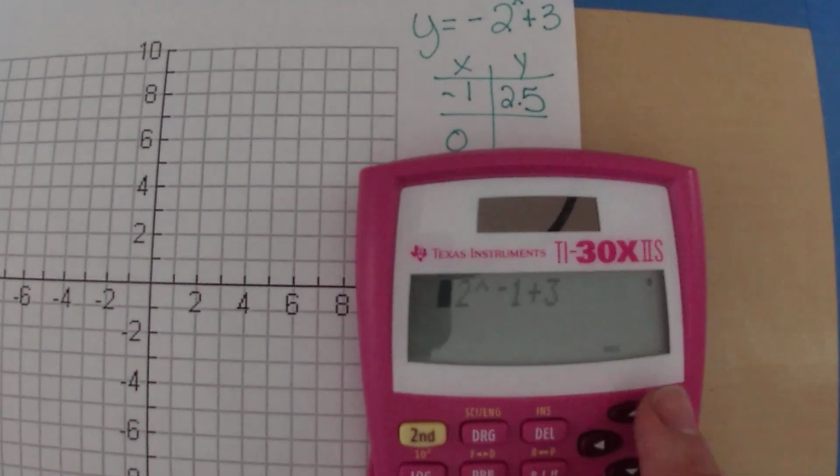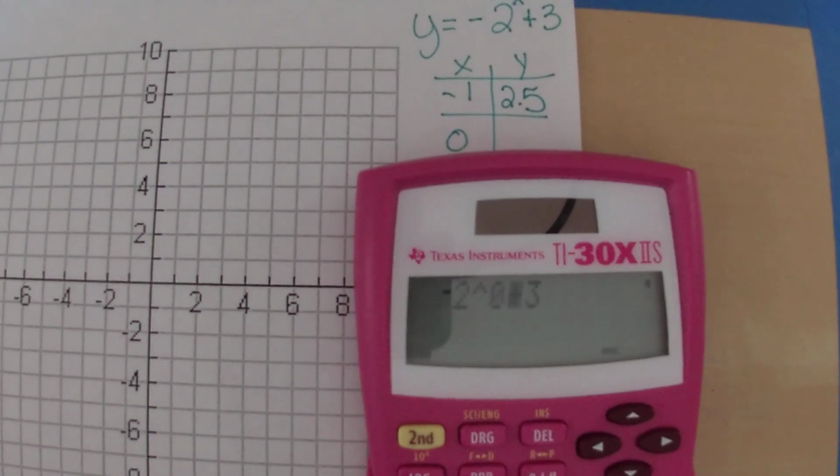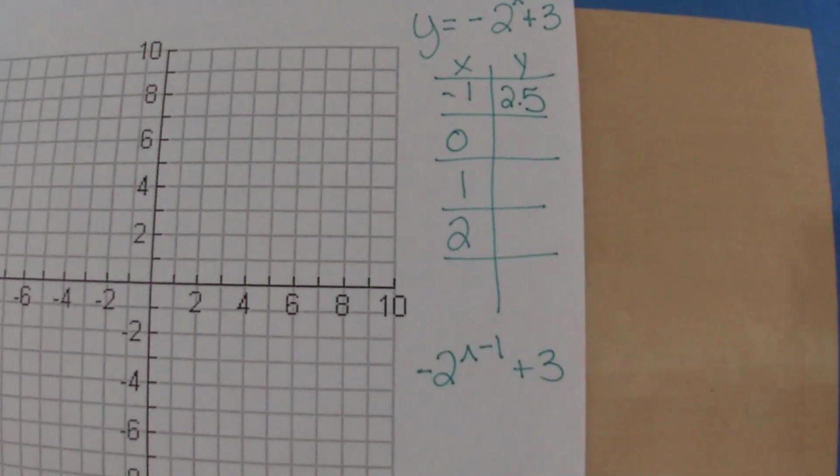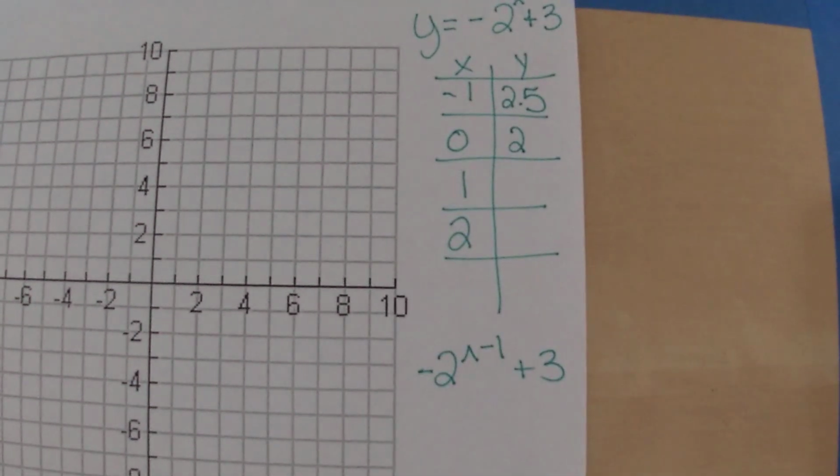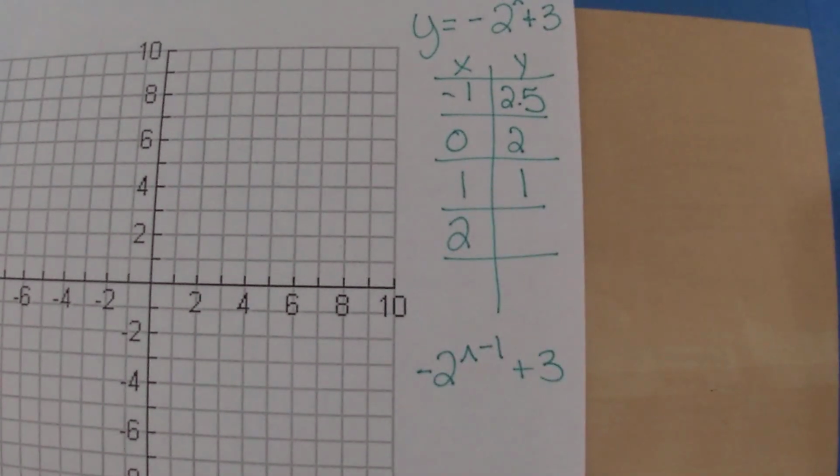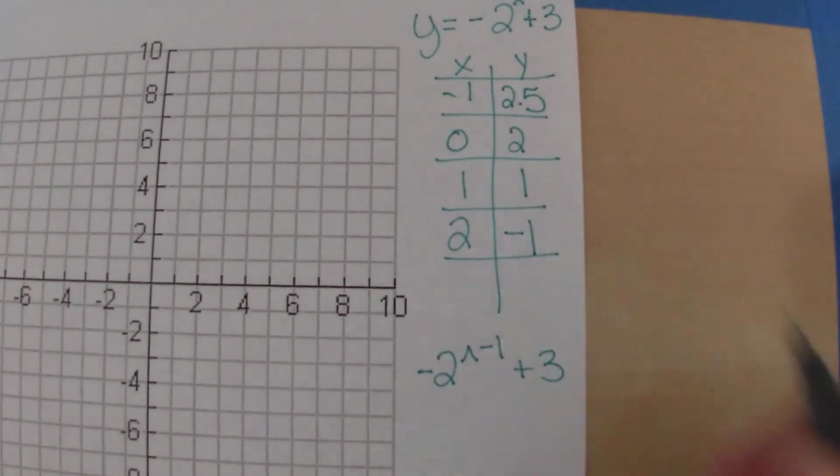Okay, then again, you can just continue to use your calculator if you would like. You can re-plug it in each time if you would like. We plug in 0, we get out 2. We plug in 1, we get out 1. And we plug in 2, we get out -1.